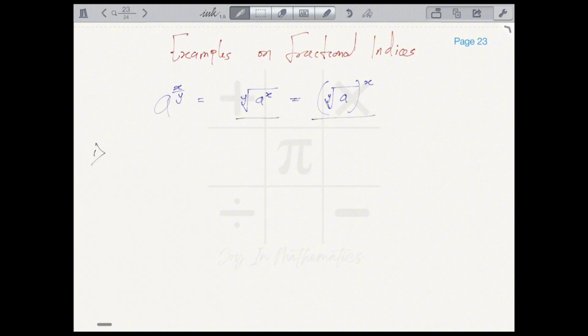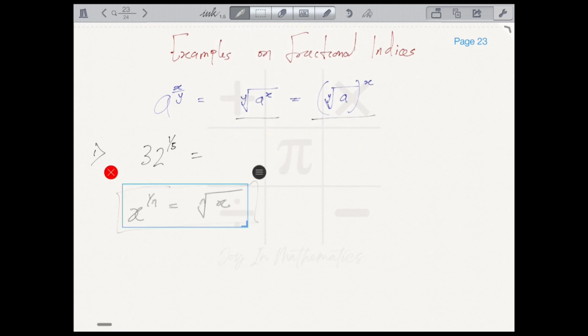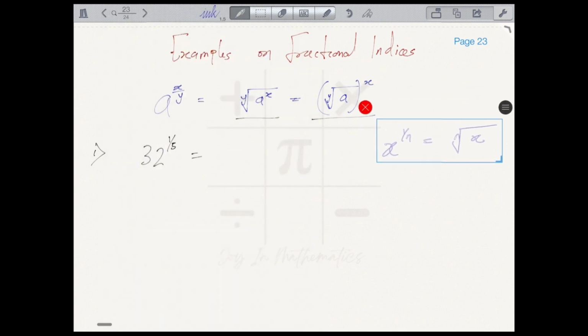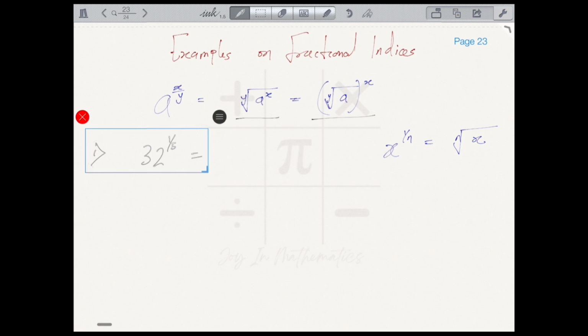Let's take for instance 32 raised to the power of 1 over 5. We recall that x raised to the power 1 over n is equal to the nth root of x. Therefore, n in this case is 5 and x in this case is 32. This is a principle, so we can write 32 to the power 1 over 5.